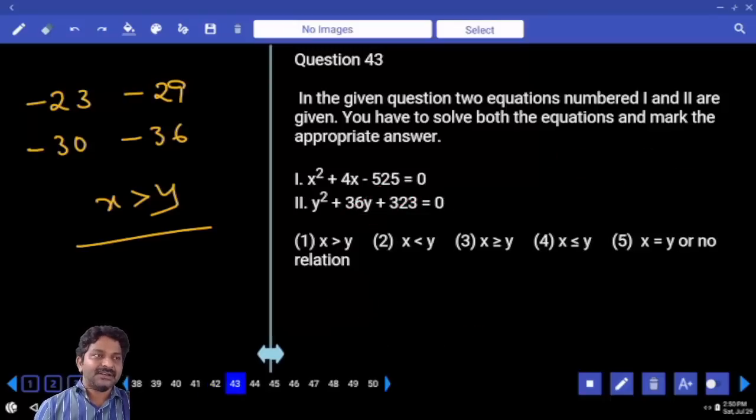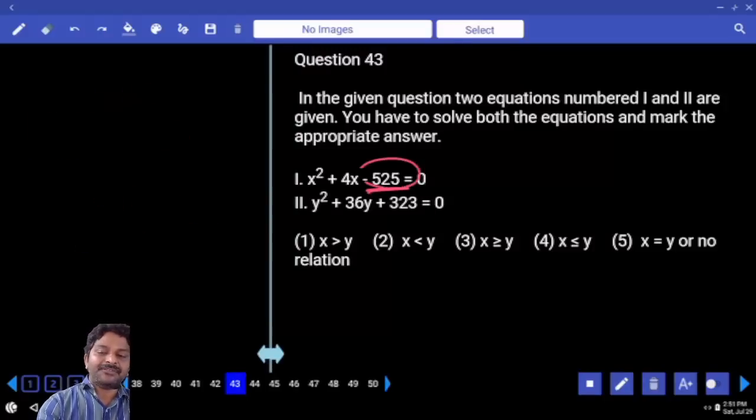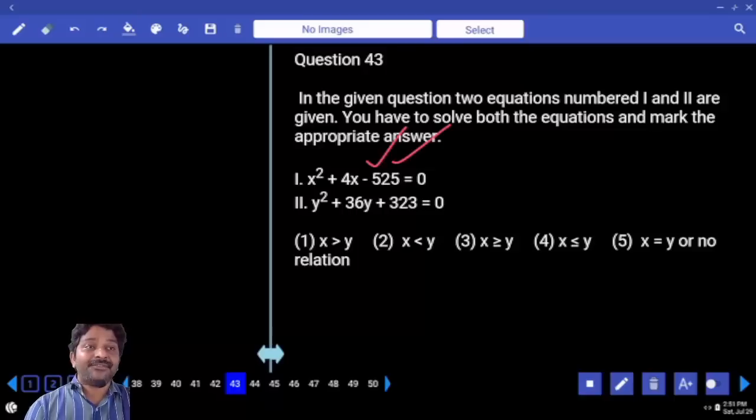Is it a free question? No, we have to calculate. Product is negative, right? So one of the numbers must be a negative number. 525, clearly it indicates a multiple of 25. How many 25s will be there in 100? In 500? 20 plus one more 25. Total 21 25s we have, correct?